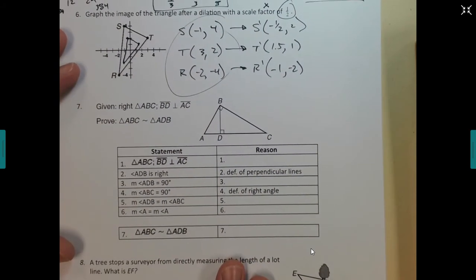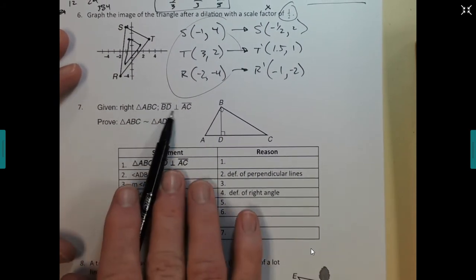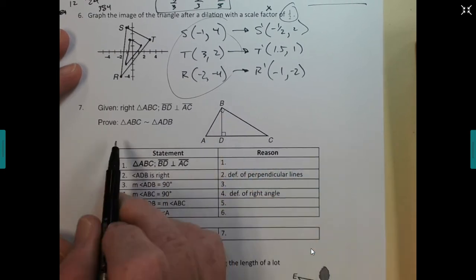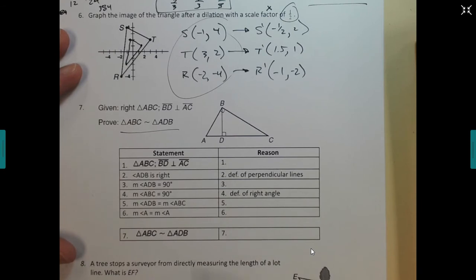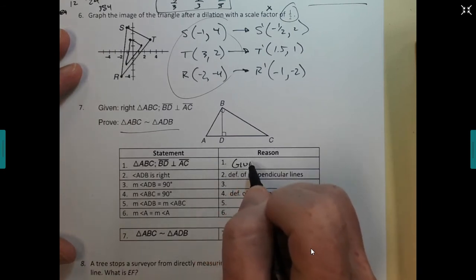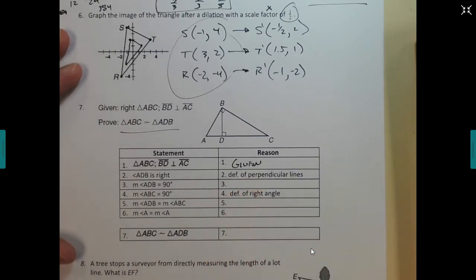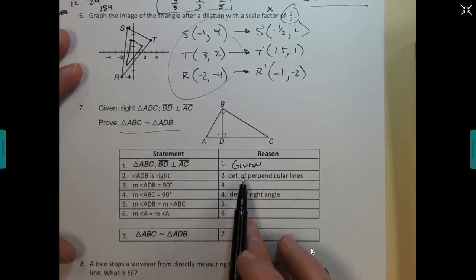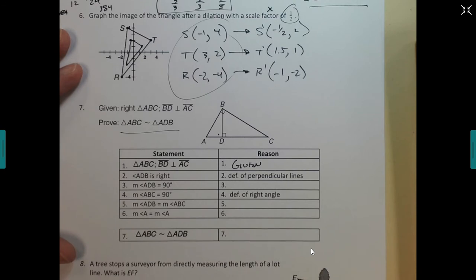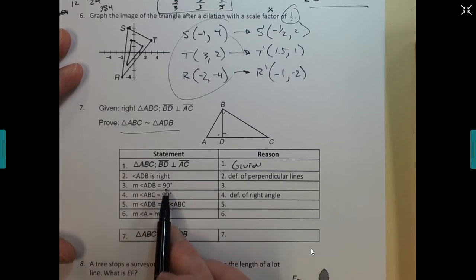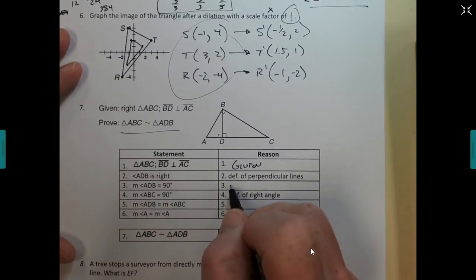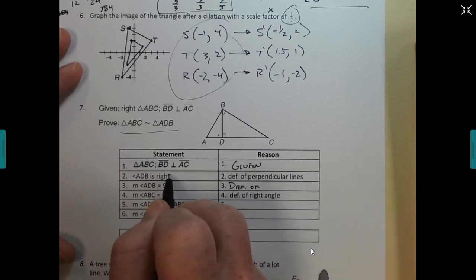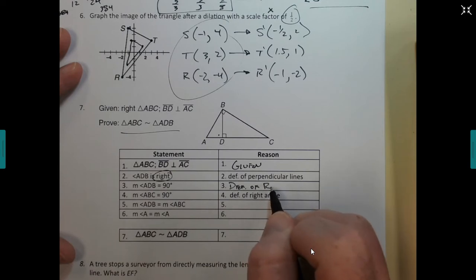Here's a proof. I got triangle ABC. We have perpendicularity from BD to AC. They've already marked the right angle. We want to prove the triangles are similar. So I know that first step, that's that given information. They're saying ADB is a right angle. This is certainly a right angle, definition of perpendicular lines. Well, why would ADB have to equal 90 degrees? All right, that's the definition of a right angle. They mentioned it here, so we can use it in the proof.